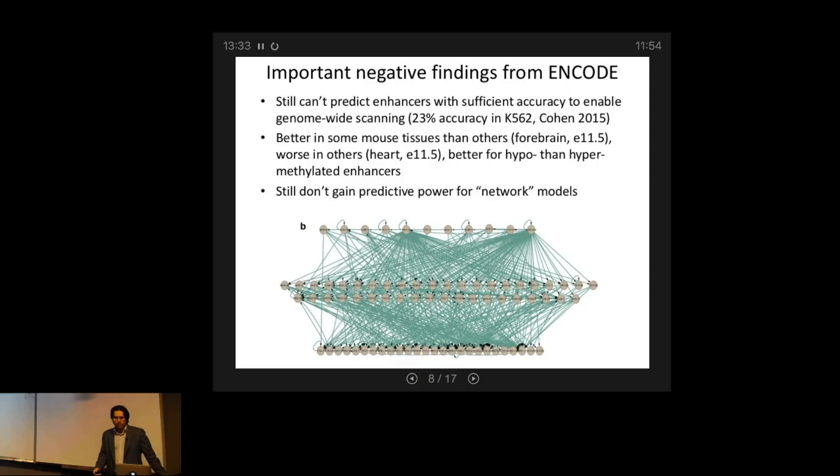We can do better in some tissues than others, and we don't understand why. Forebrain enhancers in mouse, for instance, at embryonic day 11.5 are way, way easier to predict than heart enhancers. We suck at heart enhancers. However, if you threshold on methylation status in any tissue, and especially in heart, we can predict hypomethylated elements. So you have a genomic sequence. You tell me whether it's hypo- or hypermethylated. I'm going to do a lot better job for the hypomethylated at telling you whether or not they're going to be an enhancer than I will for the hypermethylated. Marks like H3K27 acetylation lose a lot of power on hypermethylated elements.